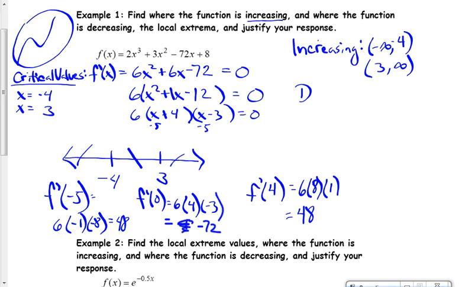And when is it decreasing? Decreasing on -4 to 3. Okay. Why is it increasing on these two intervals? F prime is greater than 0. Why is it decreasing here? F prime is less than 0. Guys, that's worth points. You want a 9 out of 9 on an FRQ, you're going to write that stuff. Okay? So we did increasing, we did decreasing.